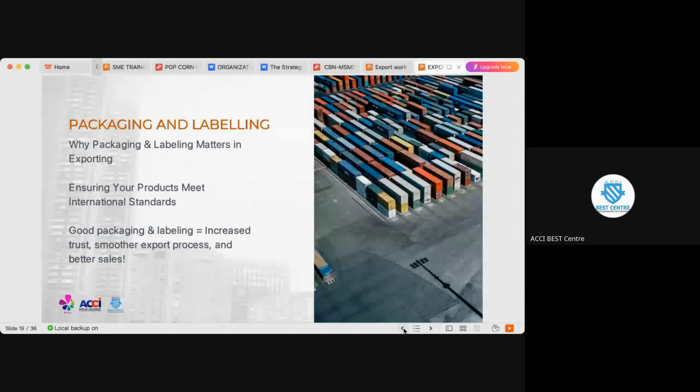So let's quickly talk about packaging and labeling. This is a full day thing during our training. Packaging and labeling matters in exporting. Like we are saying, there is need to ensure that your products meet the international standards, either in packaging, where you talk about your brands and branding, or in the labeling. Good packaging and labeling increases trust, gives a smoother export process, and better sales.